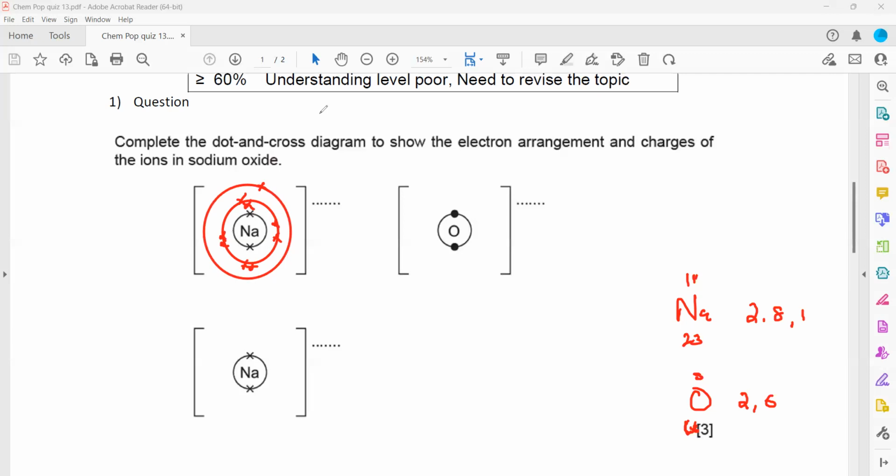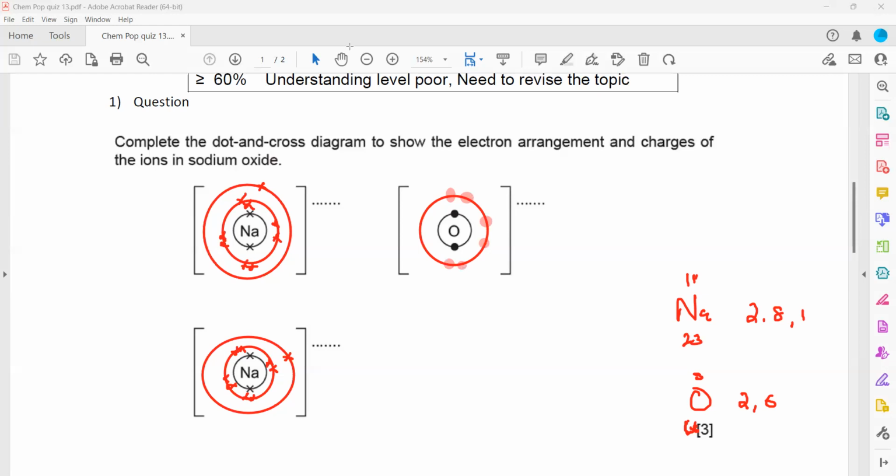1 electron. Same thing for the other sodium atom: the first shell has 2 electrons, the second shell has 8, and the third shell has 1 electron. And the configuration of oxygen is 2 and 6, so the first shell has 2 electrons and the second shell has 6 electrons.